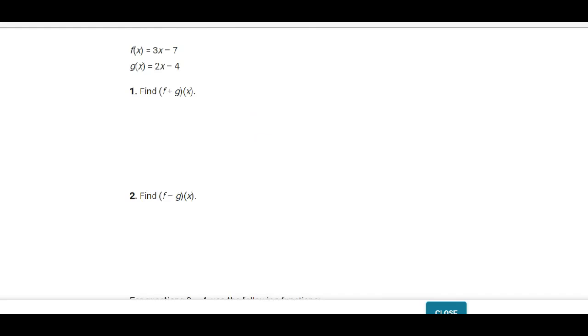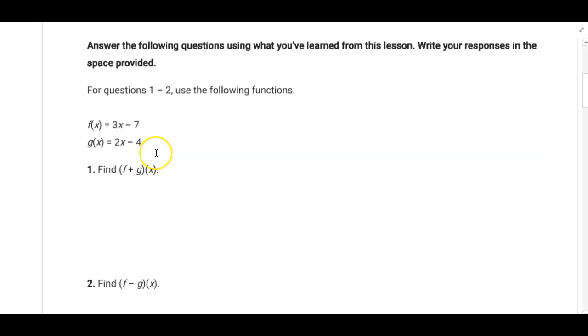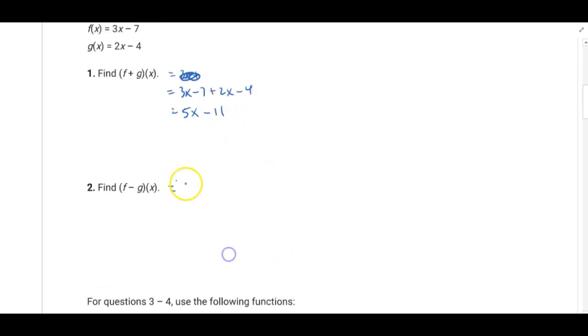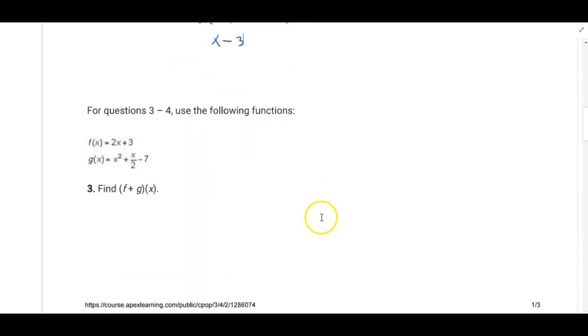So if I add these together, if I go ahead and add f and g together, you would get 3x minus 7 plus 2x minus 4, which would give you 5x minus 11. Okay, now if I go ahead and subtract them, I would get 3x minus 7 minus 2x minus 4. I go ahead and distribute the minus sign. That would give me minus 2x plus 4. That would give me x minus 3. Okay, I'm going through these quick so you don't have to sit there and wait.